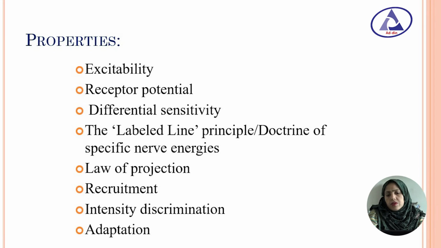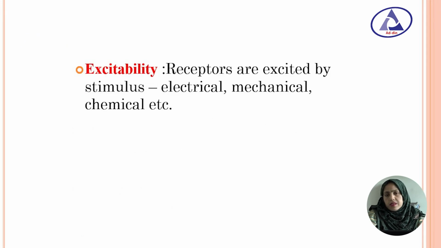Now the properties of the receptor. Properties of the receptor are excitability, receptor potential, differential sensitivity, labeled line principle or doctrine of the specific nerve energies, law of projection, recruitment, intensity discrimination and adaptation. First, the excitability. Receptors are excited by different types of stimulus, that is electrical, chemical or mechanical.